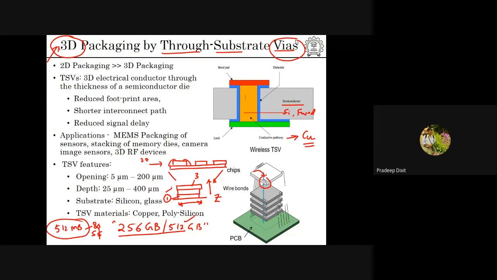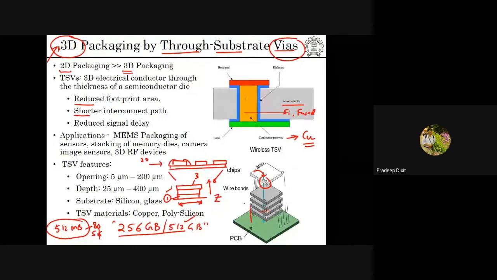So what is the advantage? Because of these TSVs, people are able to go from 2D to 3D packaging. Now what are the advantages? As I mentioned to you, the reduced footprint area. The footprint area has been really reduced. And shorter interconnection, which you can compare.